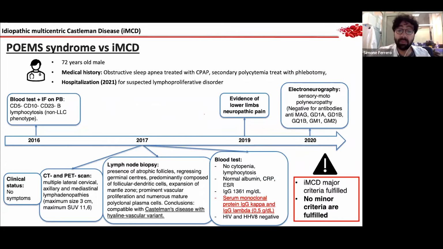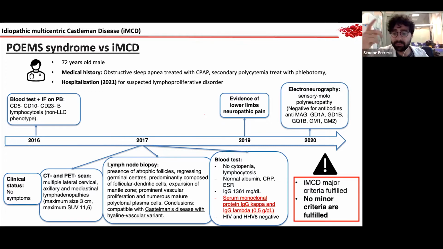And we were able only 2 years after to suspect POEMS, while he had evidence of lower limbs neuropathic pain. In blood test, it was found a serum monoclonal protein, IgG kappa. Both IgG kappa and IgG lambda, HIV and HHV8 were negative. An electroneurography showed a sensory and motor polyneuropathy, negative for anti-MAG antibodies.